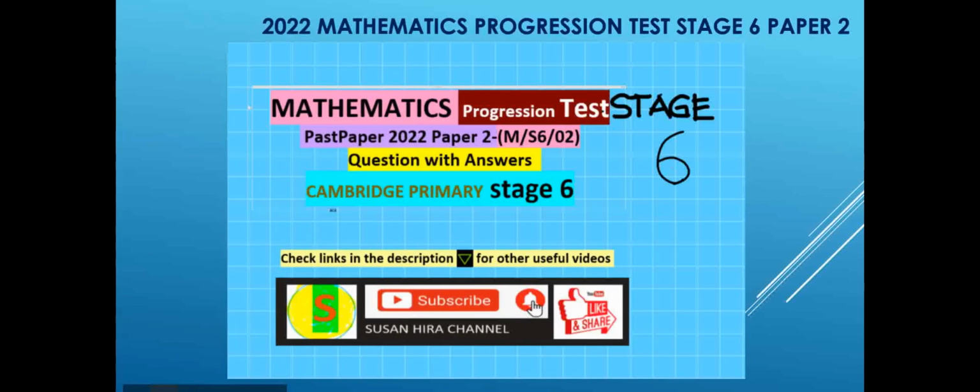And so today we have done the quiz for Mathematics Progression Test Stage 6, 2022 Paper 2, with the code M/6/02. Question and answer for Cambridge Primary.